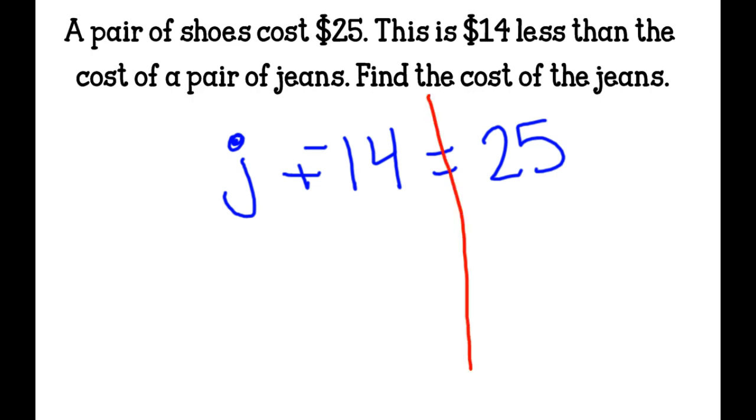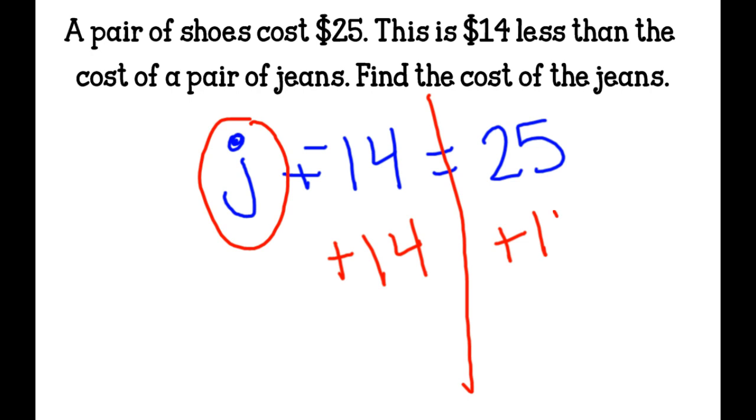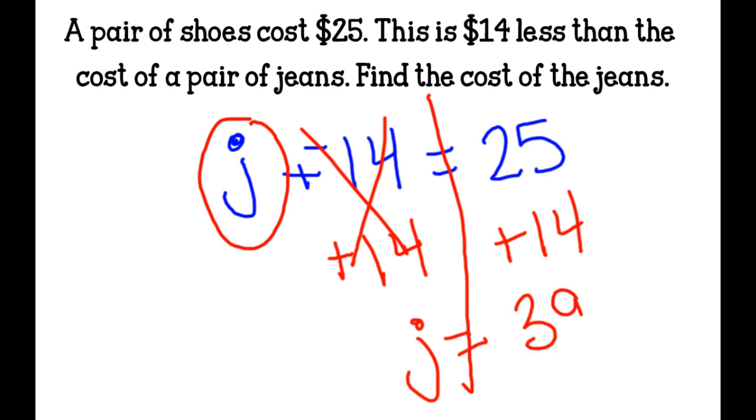We draw our line, we circle our variable, and we ask ourselves, what's the additive inverse of negative 14? It is a positive 14, so I add 14 to both sides, because what you do to one side, you must do to the other. Cancel these out, and I'm left with J equals 25 plus 14 is 39. So the jeans cost $39.